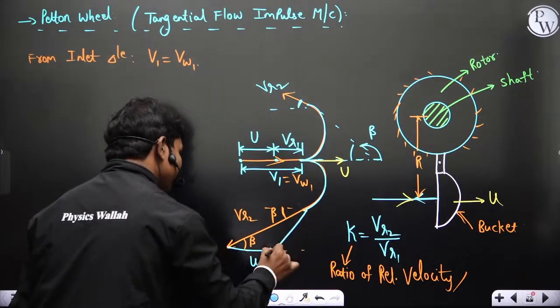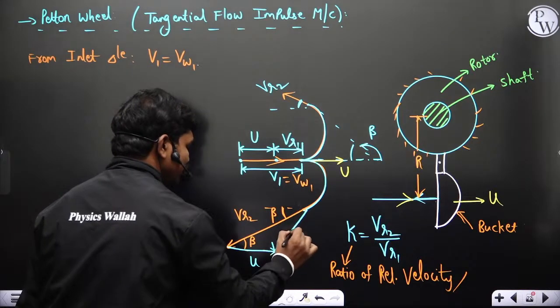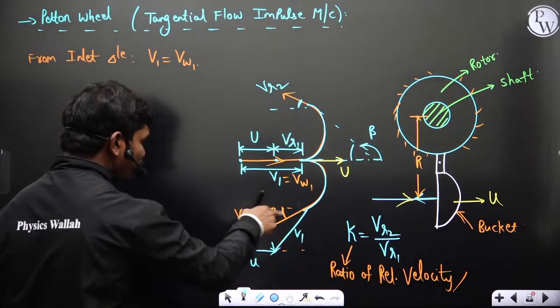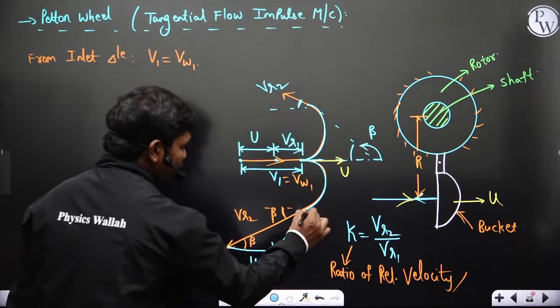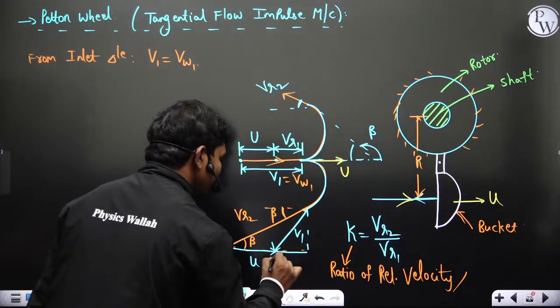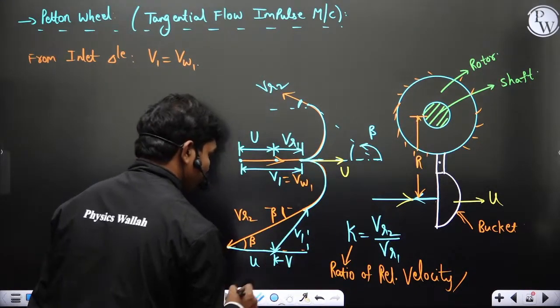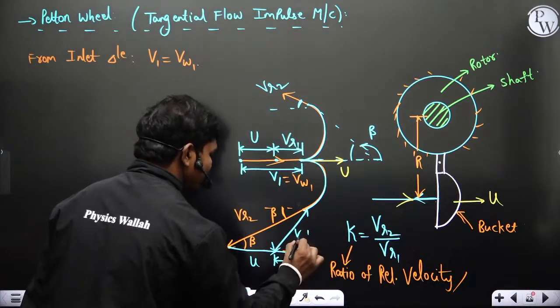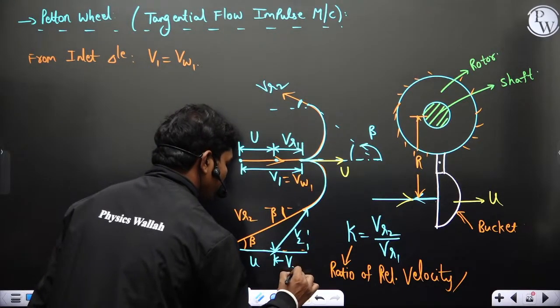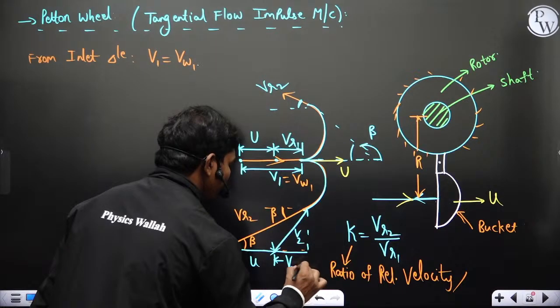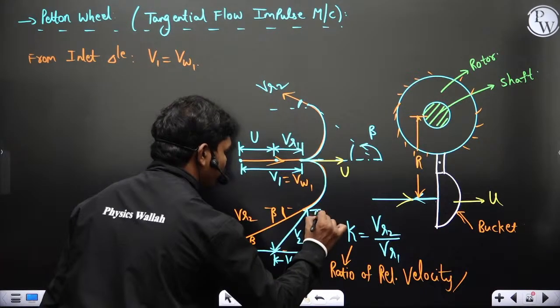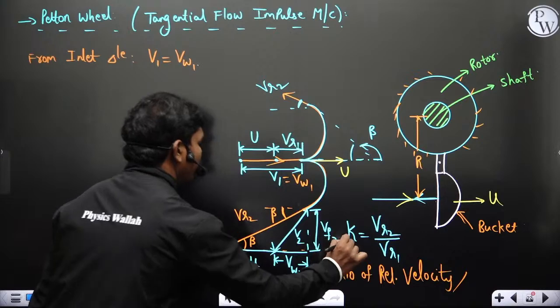Then clearly the absolute velocity is v2, because this is the vector summation of vr2 plus u. And if you resolve this vr2 plus u, this component gives you v2, the velocity at which it is coming out. So this is vw2 clearly, and this is vf2.